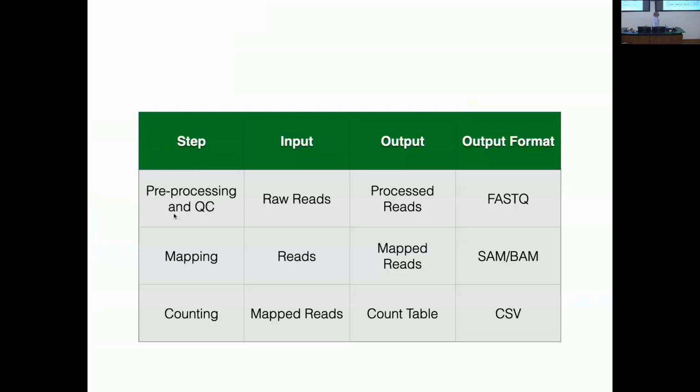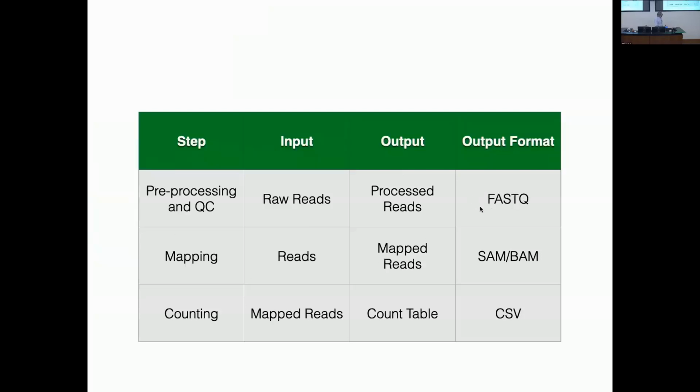We have a pre-processing and quality control step, a mapping step, and then a counting step. First of all, the input for each of these steps is going to be the output from the previous step. In this table, I'm showing the format of the output of each step. The input for the pre-processing QC is a FASTQ file. We're going to talk a little more about what that is in a bit. But for pre-processing, our input and output are FASTQ files.